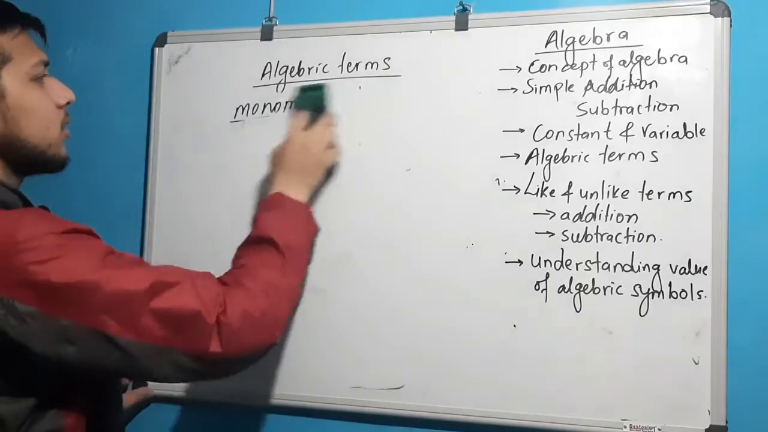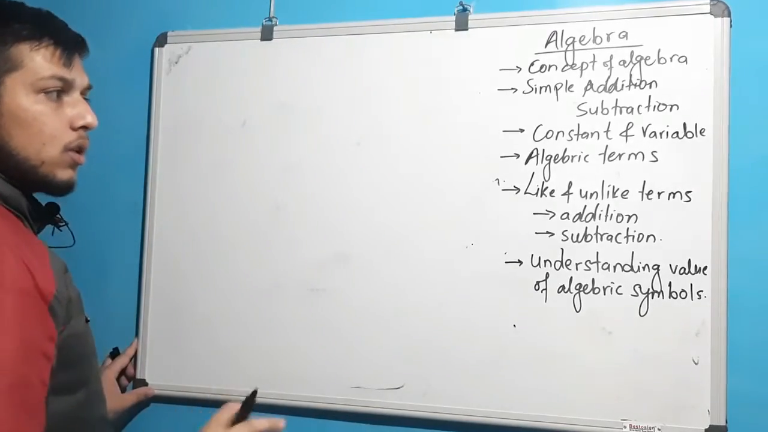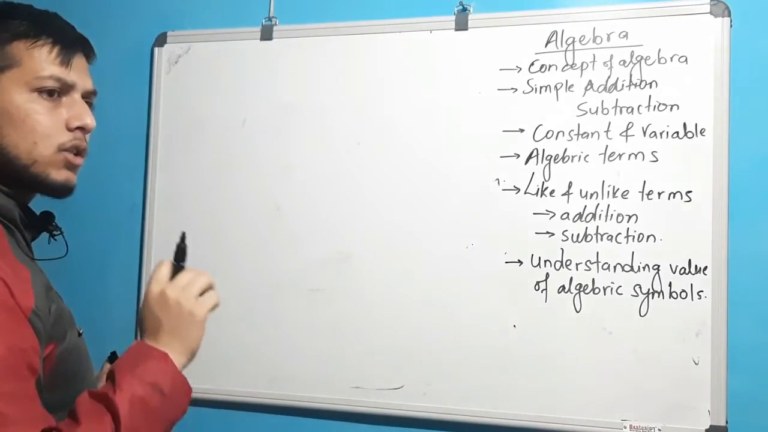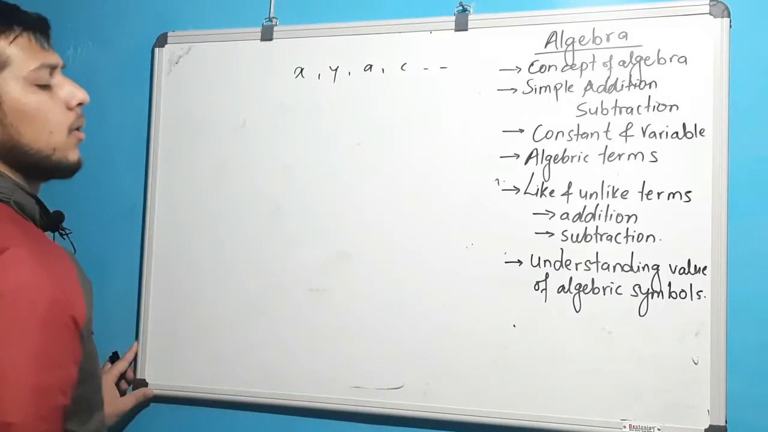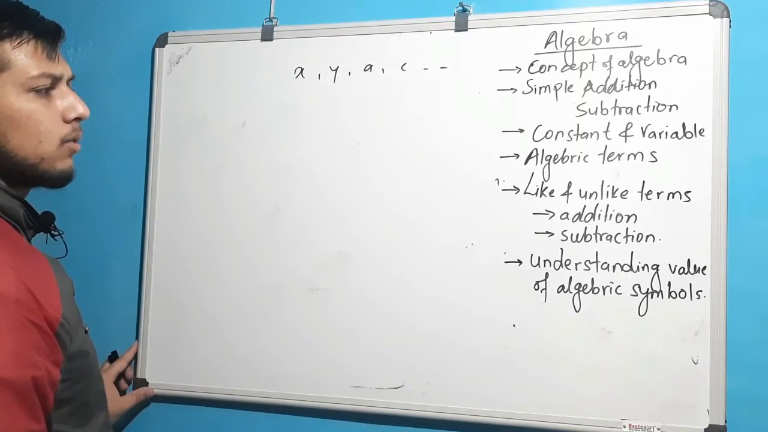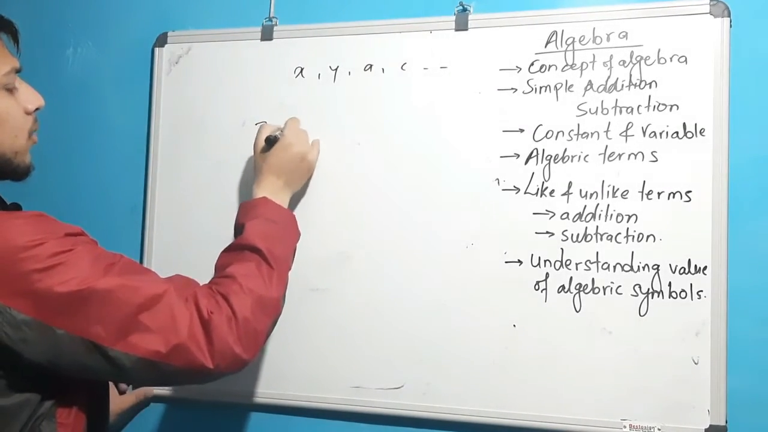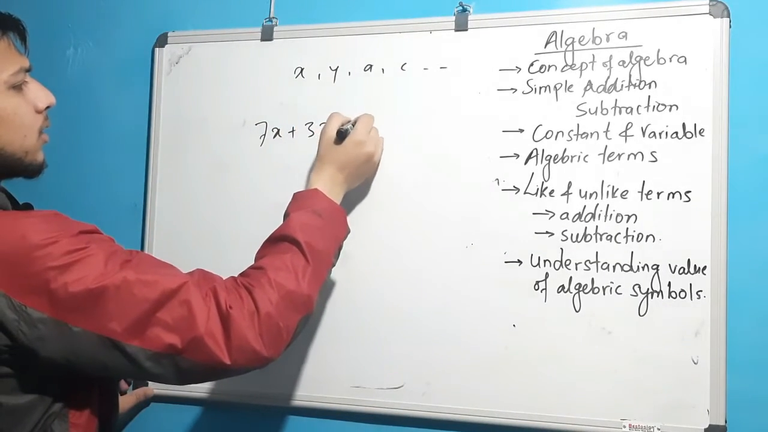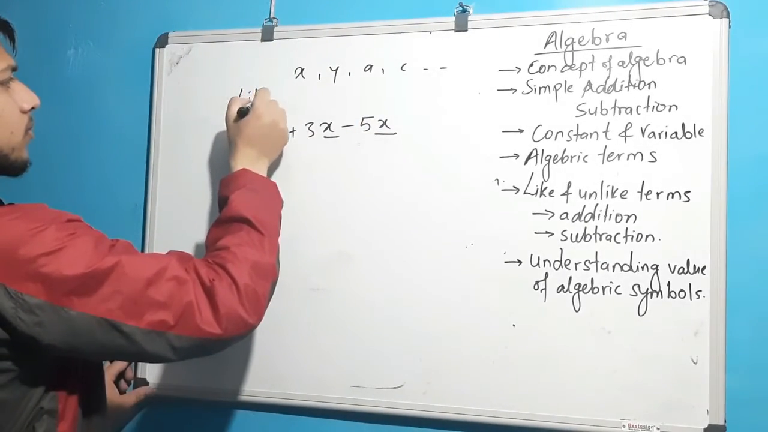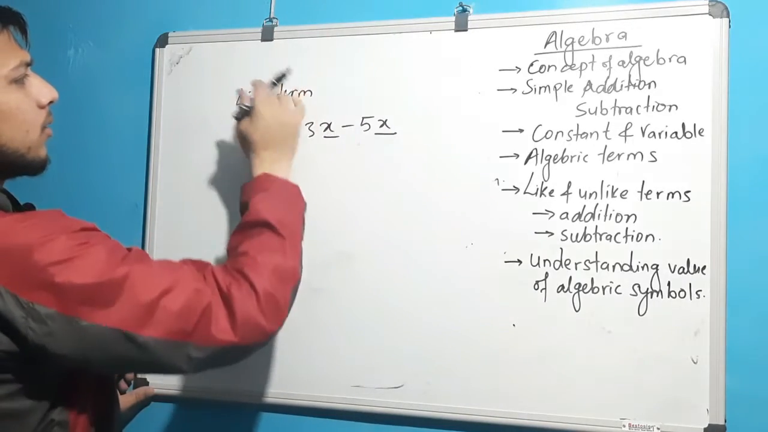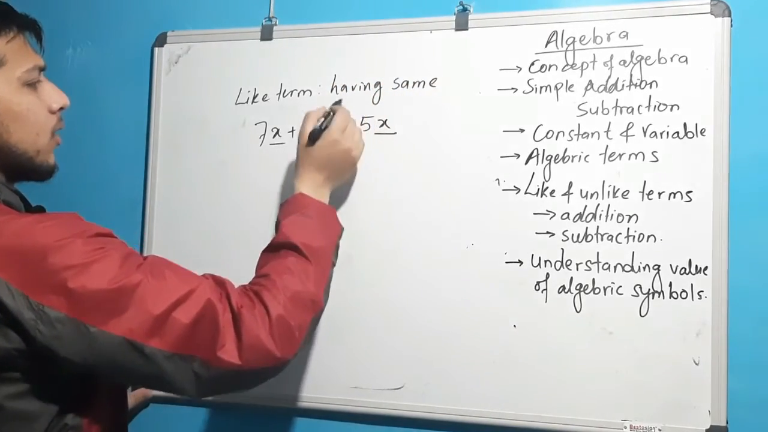This is about algebraic terms. Below this, like terms and unlike terms. Those expressions which bear the same symbols, like x, y, z, a, b, c, d, these are symbols, constants or variables. Having the same constant or variable is called a like term. Like 7x plus 3y, 3x minus 5x. Here the same symbols are used, so these are like terms. Like terms mean having the same algebraic symbol.